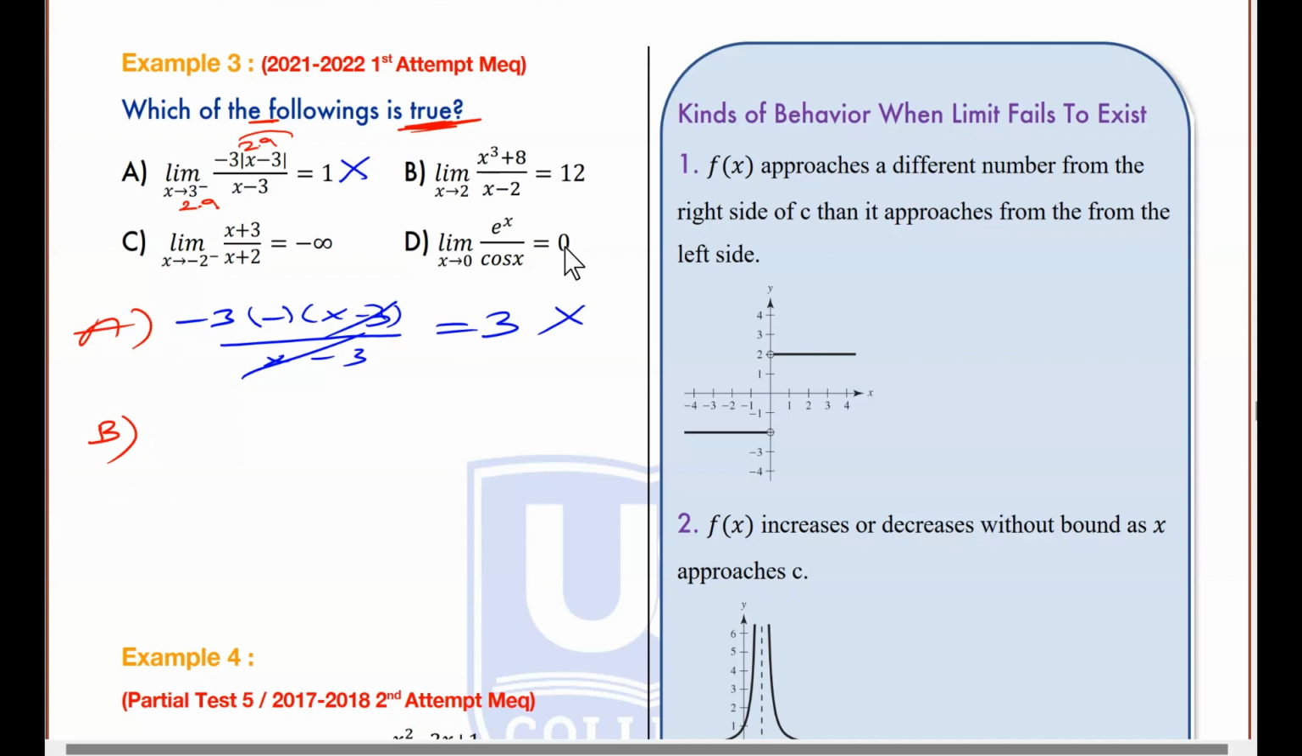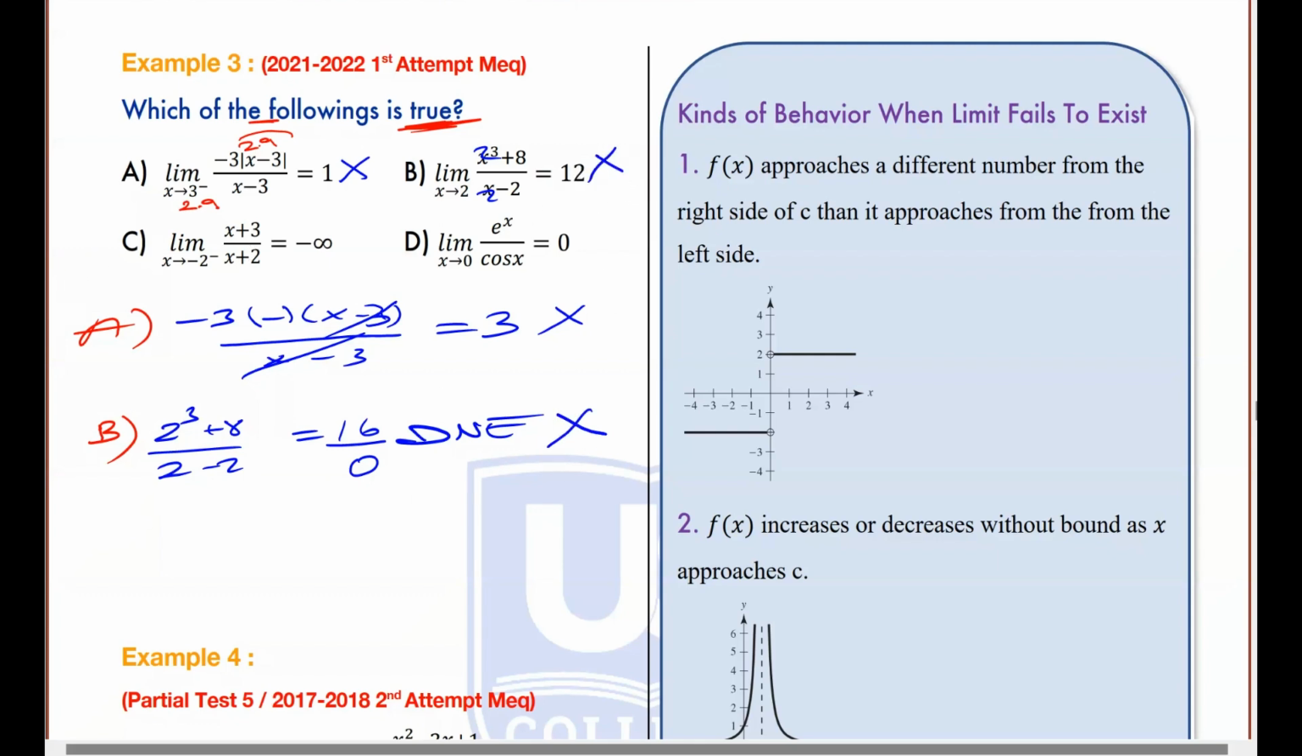Option B. Let's do plug-in first. Substitute 2 for x. So it's going to be 2 cubed plus 8 over 2 minus 2. 2 cubed is 8, 8 plus 8, 16. 2 minus 2, 0. So it's not a 0 over 0 case, no simplification here. It is directly undefined. Limit does not exist. Whenever you have a number other than 0 over 0, then the limit does not exist. It's going infinitely. Option B is false.